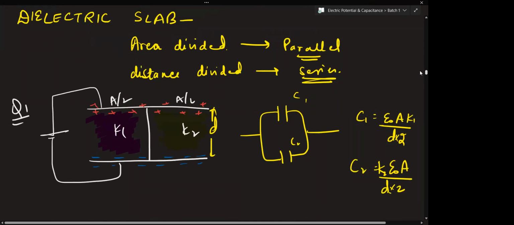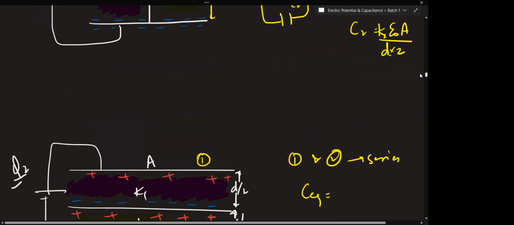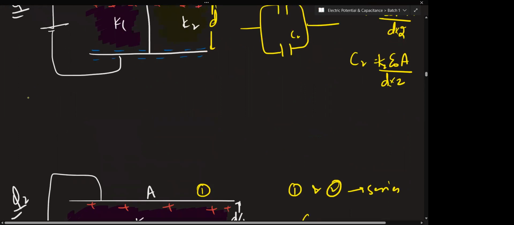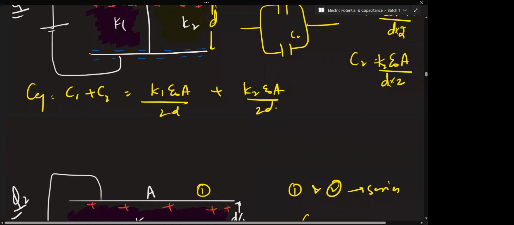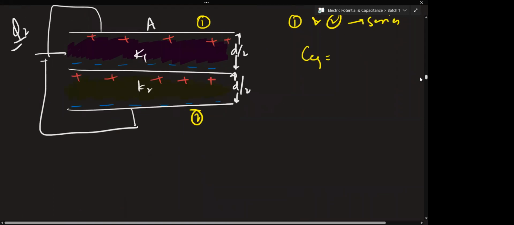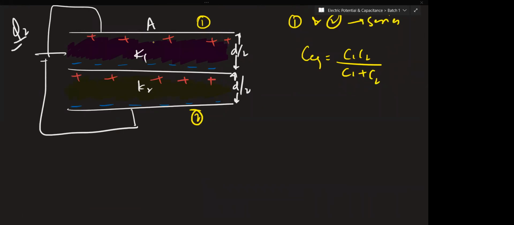Both of them are connected how? Parallel. In case of parallel for capacitors, we just add it. It will simply be C1 plus C2. Just add them. K1 epsilon naught A by 2D plus K2 epsilon naught A by 2D. This will be your answer. Reciprocal, we will take it in case of series. This will be C1 C2 divided by C1 plus C2. This is series in case of capacitance.